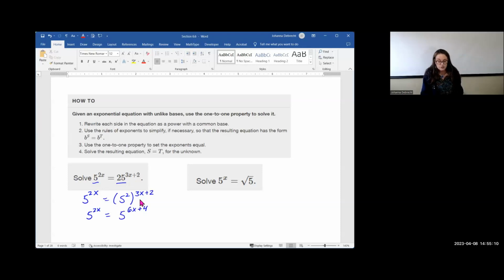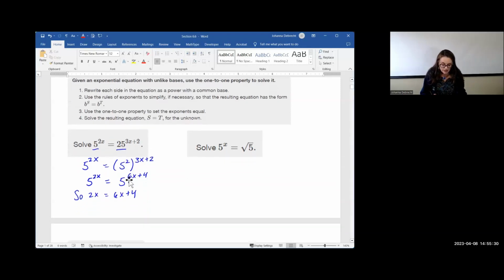Then I know that the answer parts are equal. That's what the equals in between means. The bases are clearly both 5. And that means because it is a one-to-one function that the powers have to be equal. So 2x has to equal 6x plus 4. And I'm going to make sure I don't make a mistake this time. So I'm going to subtract my 2x from both sides. And then I'm going to subtract my 4 from both sides. And I get 4x equals negative 4 or x equals negative 1.